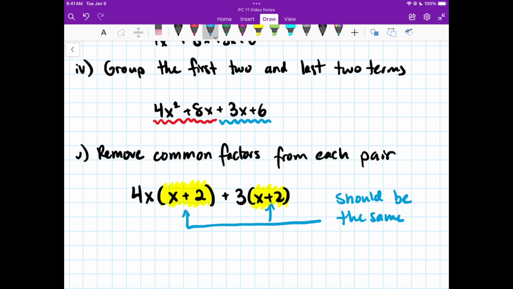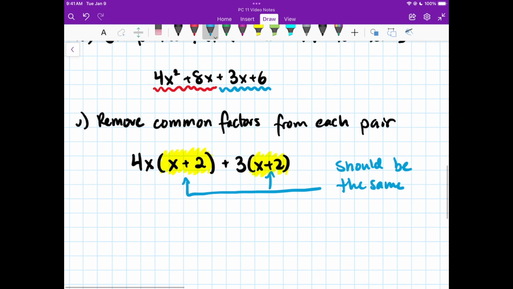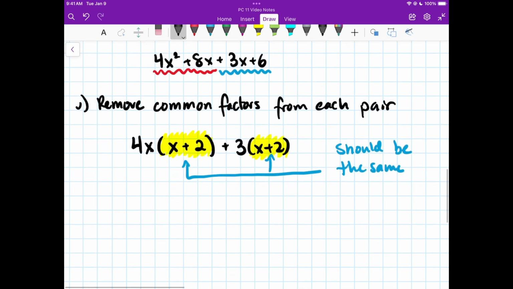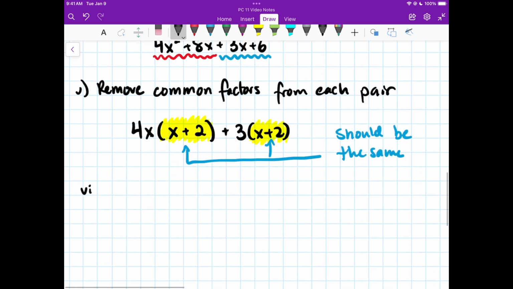So it might be you took out common factors wrong if they don't match. It might be that you picked the wrong numbers to break your middle term up. You go back and double check some things. Our last step here, because we're basically done, is we're going to take out that common factor, that thing that I just highlighted, the x plus 2's. So we're going to remove that as a common factor, and then we're just going to see what's left.